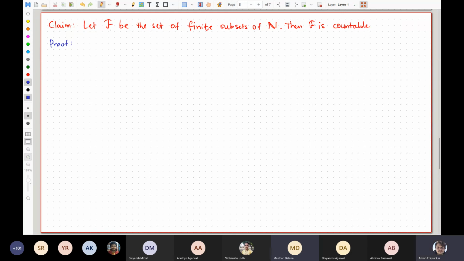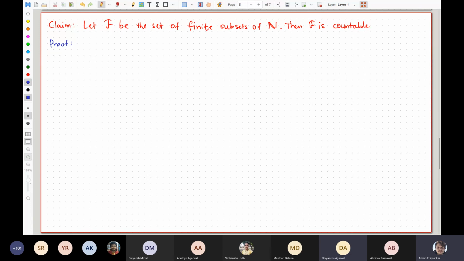No, wait. F is the set of finite subsets of n. F itself is not a finite set. Okay. Sorry. Right? So F is the set of all possible finite subsets of n. F is not a finite set. Divyanshu? Yeah, like we can group them according to some basis in some sense. Like I think so. Like on the basis of this, something like that.